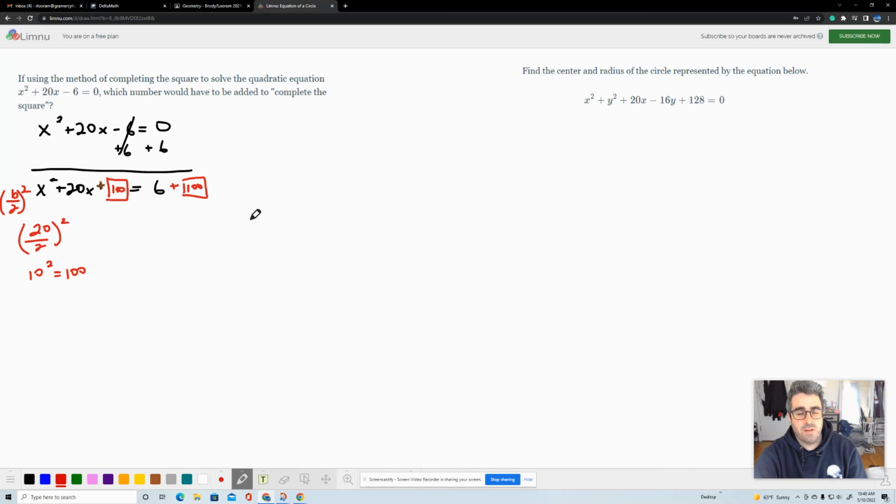Now that actually answers this question. You don't have to go any further because that is the number that is being added. So your answer here would be 100. If you wanted to go a step further, if you wanted to continue to complete the square, you would then factor this, combine this, and then essentially you'd have your equation of the circle.